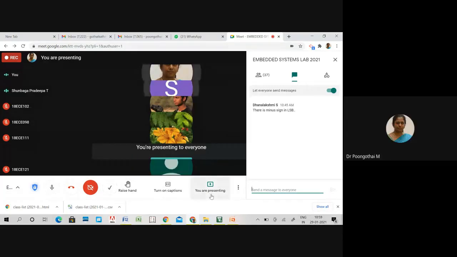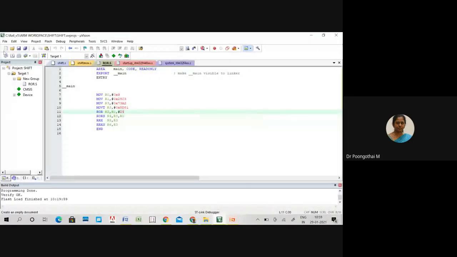Please, so next I will execute this code in Keil MicroVision. So there are rotate right instructions with flag update and without flag update, and there are 2 rotate right extended instructions with flag update and without flag update.